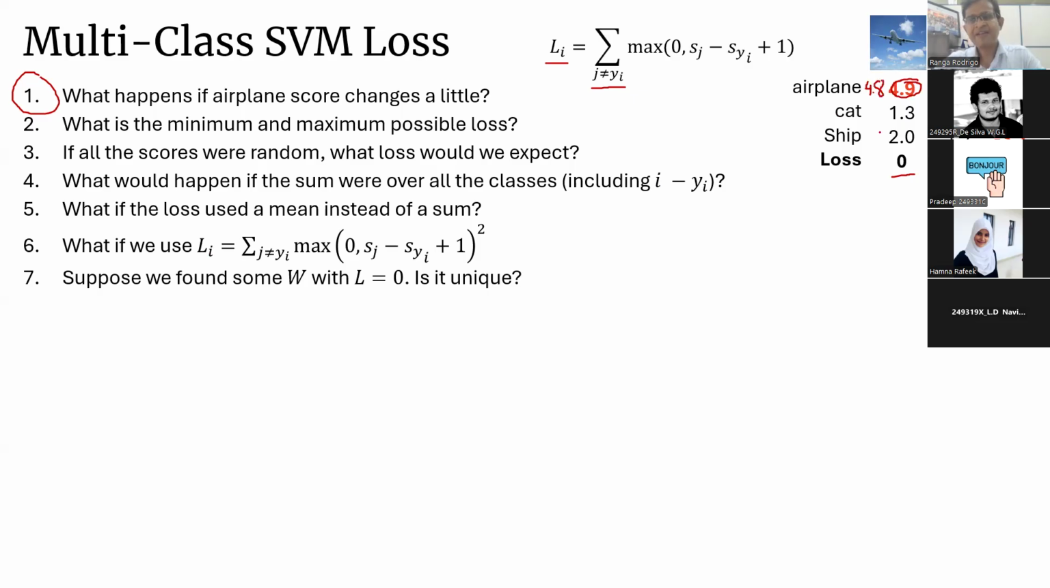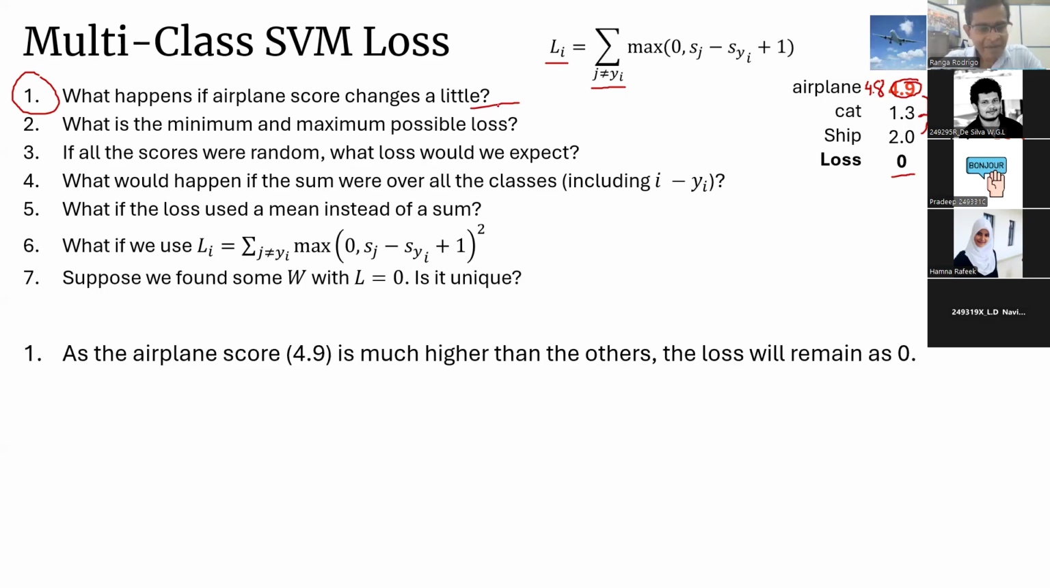Does anything happen? No, because this is much higher than the highest score. Nothing will happen. As the airplane score 4.9 is much higher than the others, the loss will remain 0. Second question, these slides are from Justin Johnson. What is the minimum and maximum possible loss?